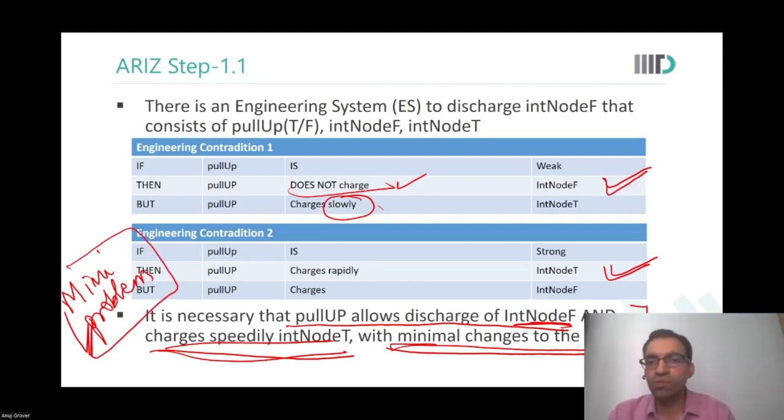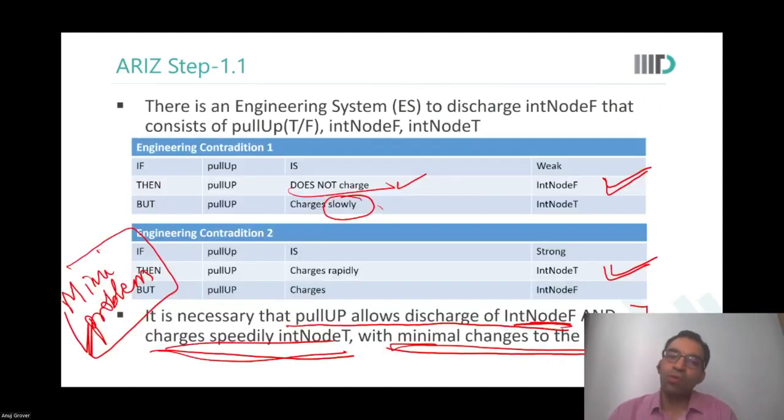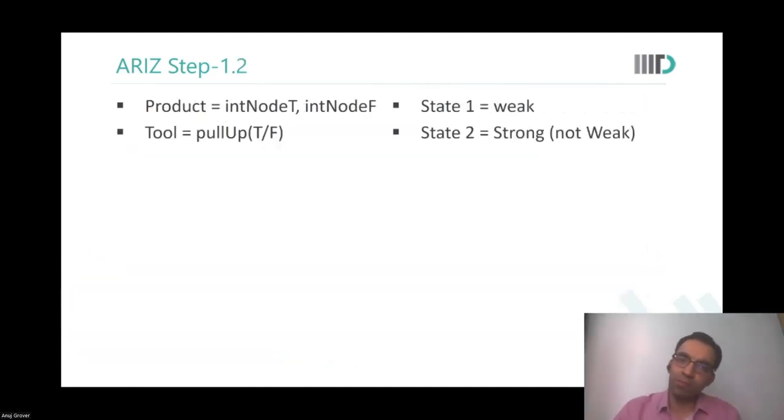This is the first step of ARIZ. Is this clear? Yes, sir. So now we go back to the function model and identify the products. What were the products that we said? There are two nodes, int node T and int node F. Both need to be acted upon. Both are products.